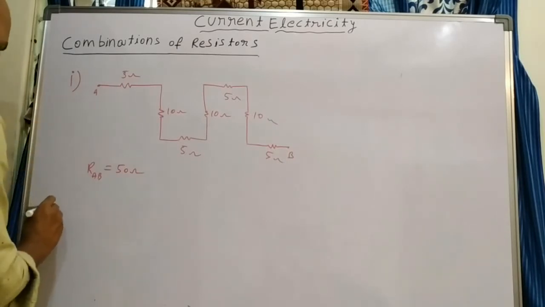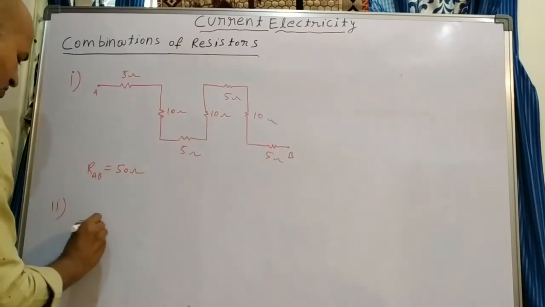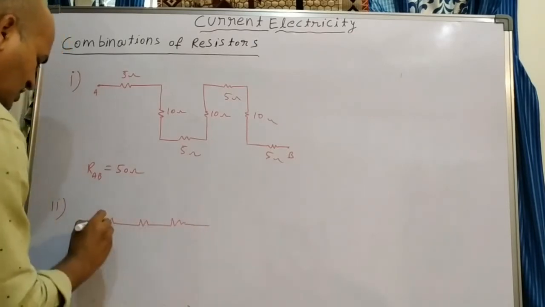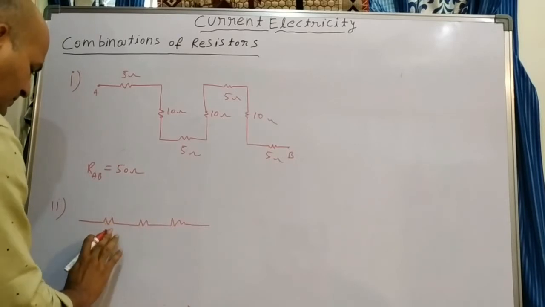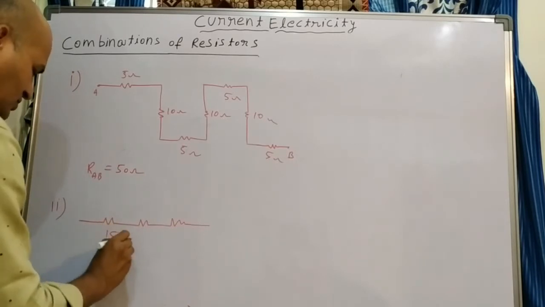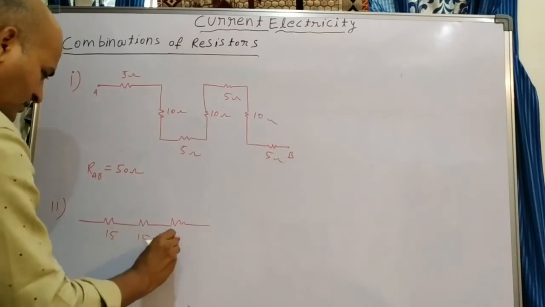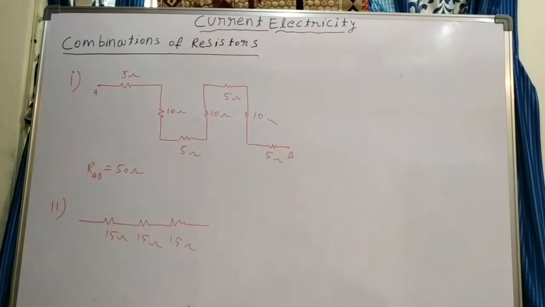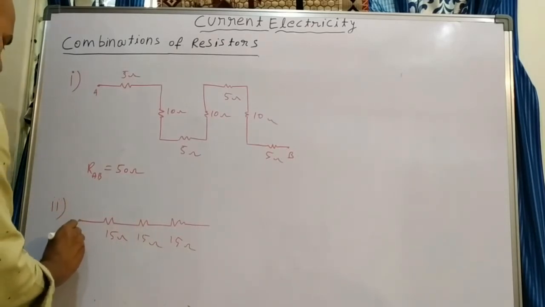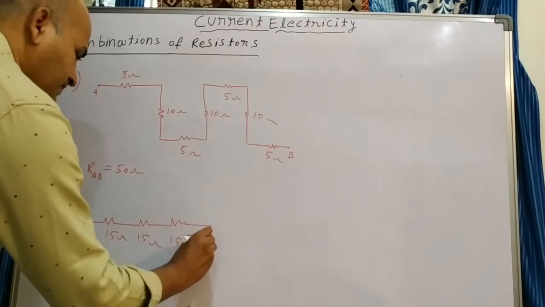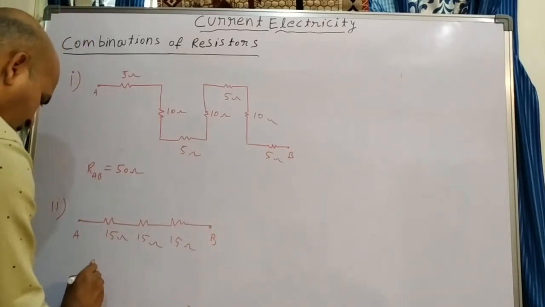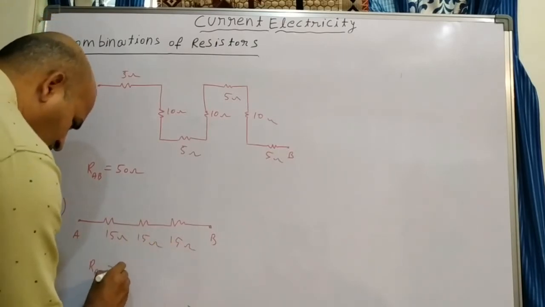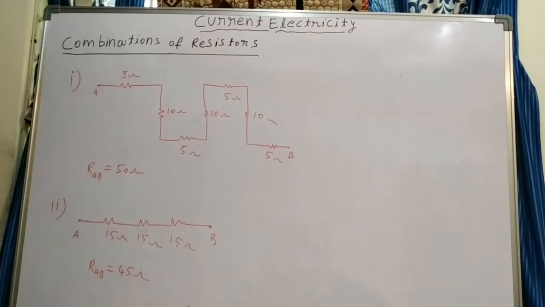Suppose they give 3 resistors, R1, or otherwise you can take 15 ohms, 15 and 15 ohms. Then what is the resistance between A and B? RAB, direct question. They are all in series. So 15 plus 15 plus 15, 45 ohms you get.